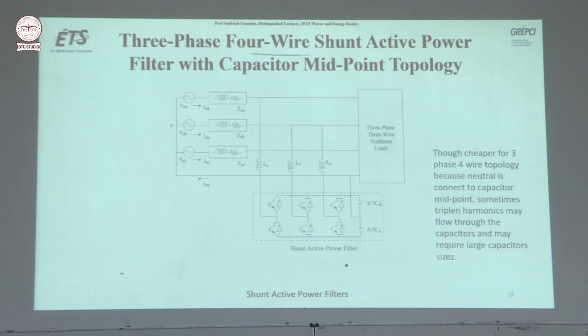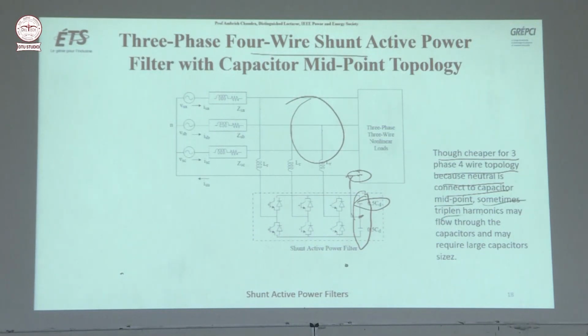Three phase, four wire. So now you have neutral also here. You have three phase with neutral current. Sometimes we can use two capacitors and the midpoint you can connect to the neutral. Though this is cheaper for three phase, four wire topology because neutral is connected to the capacitor midpoint.